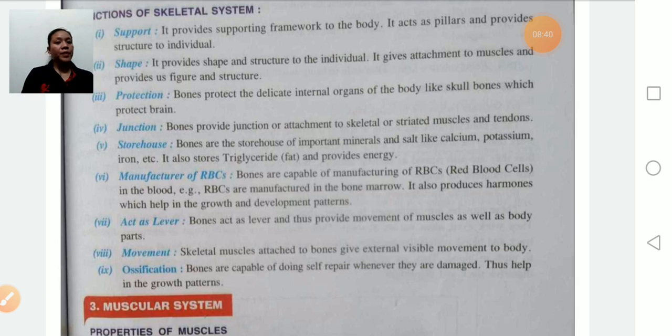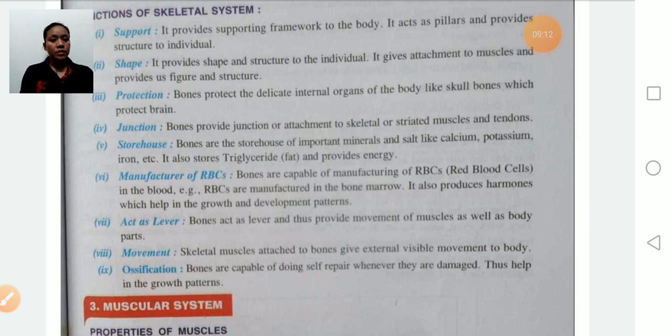Shape: it provides shape and structure to the individual, and gives attachment to muscles and provides us figure and structure. Protection: bones protect the delicate internal organs, like the skull bones which protect the brain. It provides protection to internal organs like the heart, liver, etc.